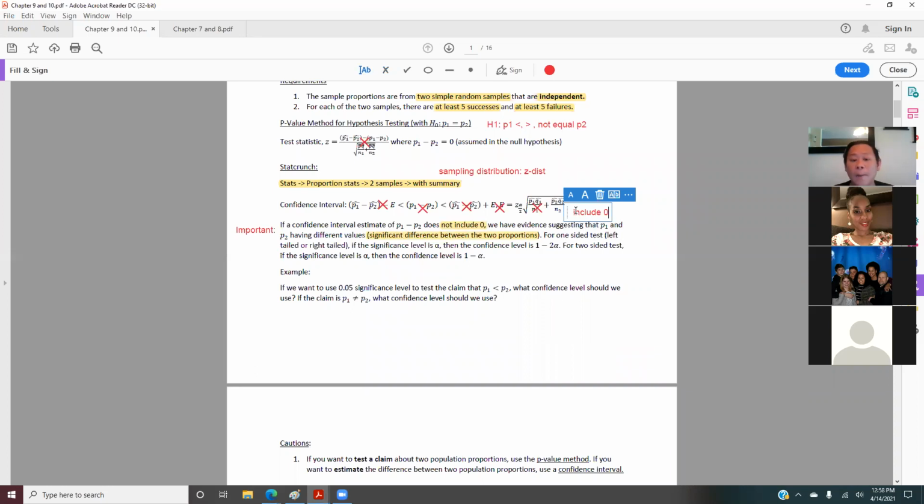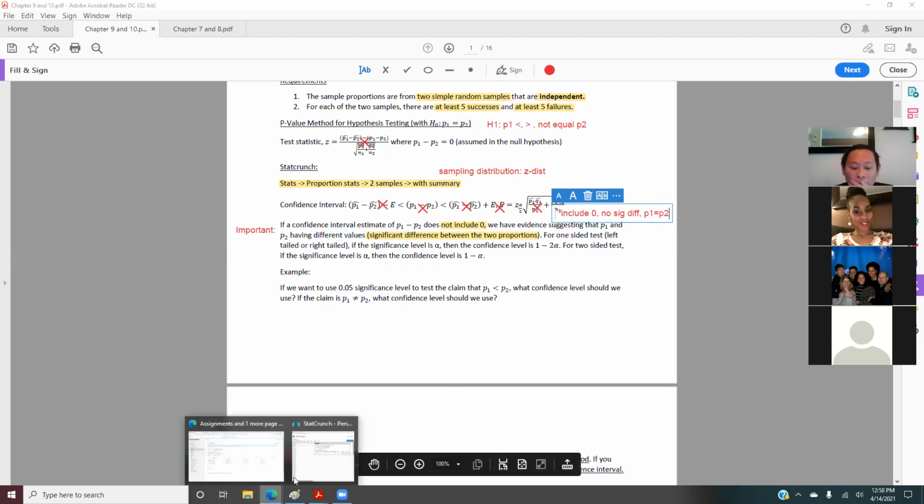So if your confidence interval does include 0, it means there will be no significant difference. That is, just put the word no in front: no significant difference between the two population proportions. So what does that mean in this case when I say no significant difference? It means that P1 is equal to P2. So when you include 0 as no significant difference, it means that P1 and P2 are the same.